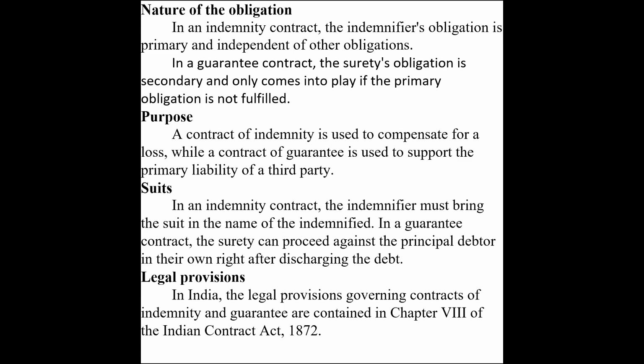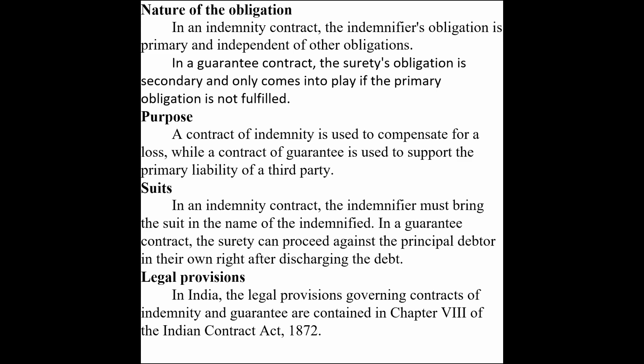The next one, purpose. In indemnity, a contract of indemnity is used to compensate for a loss. Likewise, a contract of guarantee is used to support the primary liability of a third party. The next one is suits. In indemnity, the indemnifier should bring the suit in the name of the indemnified. That is, the person who is responsible for the loss of another person must bring the suit in the name of the suffering person.